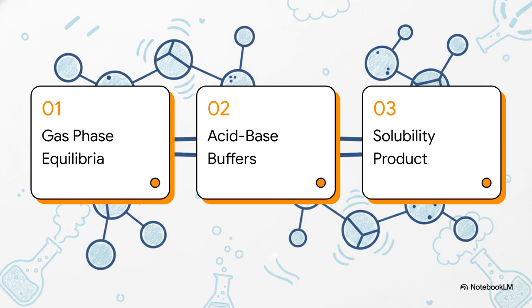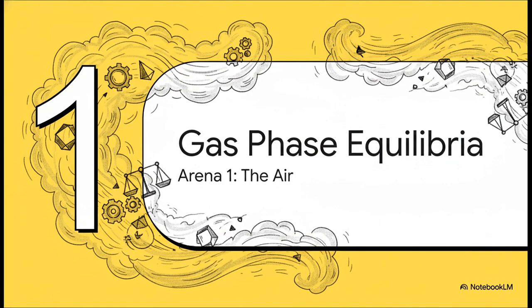We're exploring three totally distinct arenas. First, gas phase equilibria constants. Second, acid-base buffers and titrations. And third, the solubility product and common ions. Let's jump right into Arena 1, the air, looking at gas phase equilibria constants.